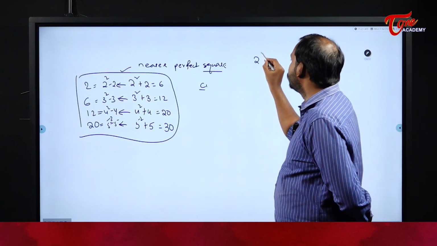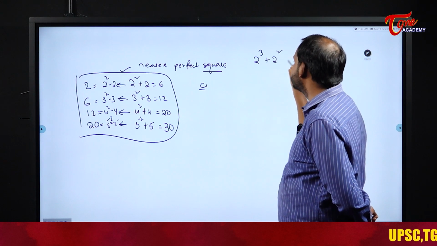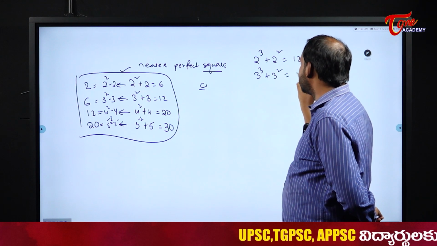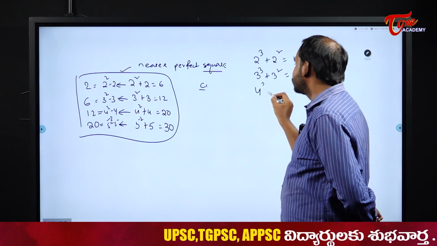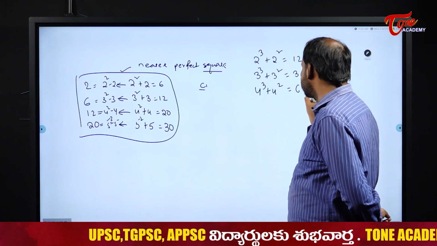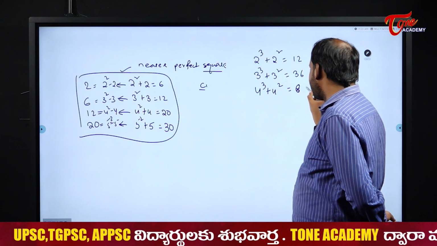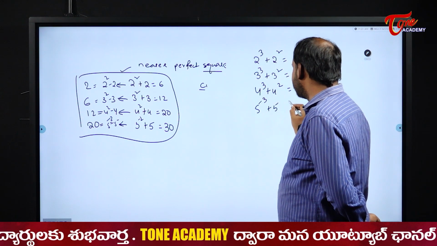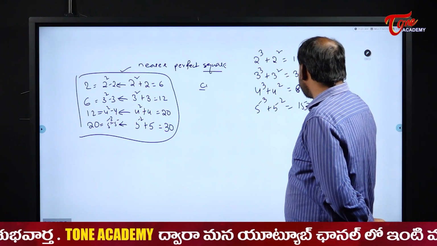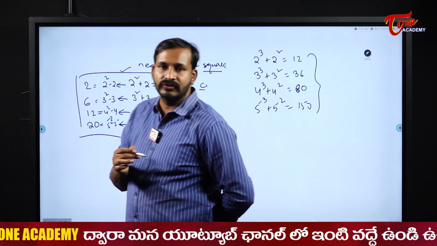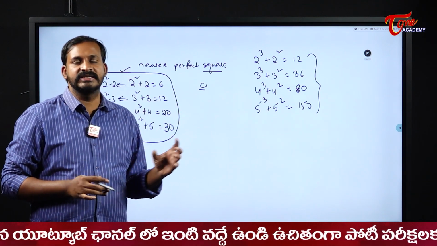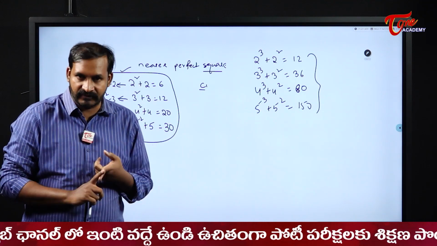What it means: 2 cube plus 2 square, what does it become? 12. 3 cube plus 3 square, what does it become? 36. 4 cube plus 4 square, what is it? 80, right? Next, 5 cube plus 5 square, what will it become? 150. These types of numbers you should identify. Okay, how quickly you identify these things, that quickly you will get the answer, students. First and foremost thing.